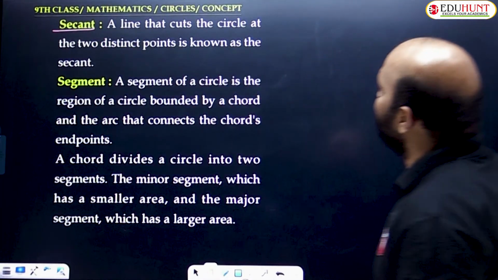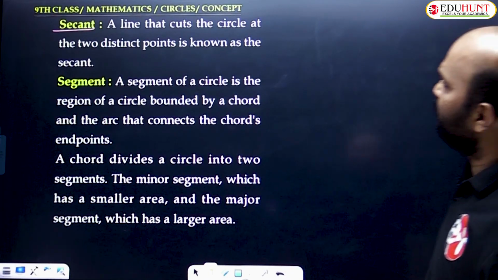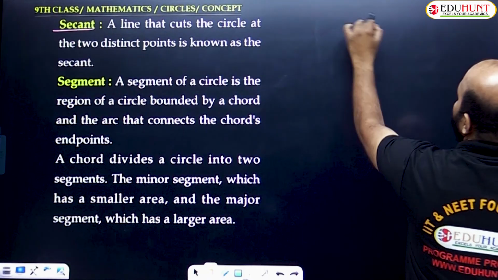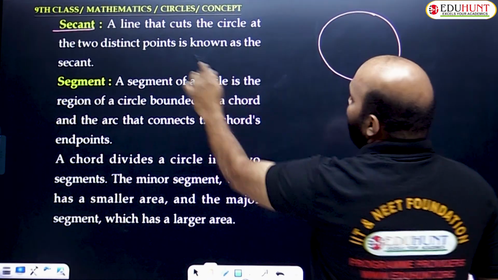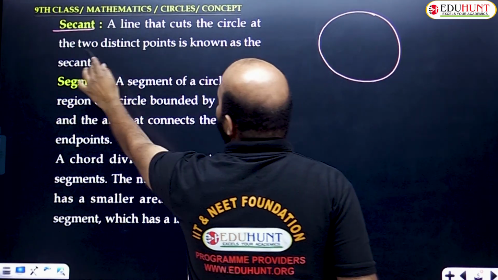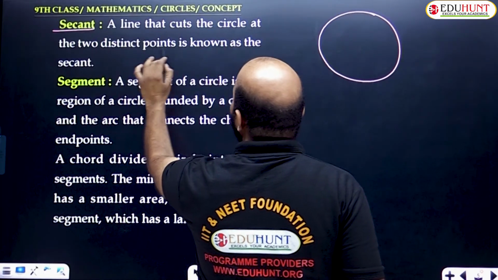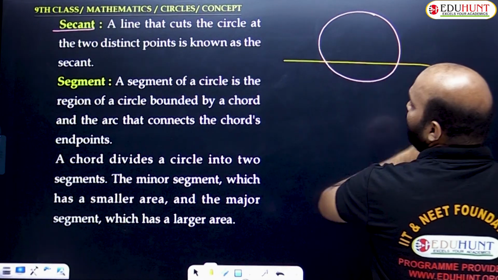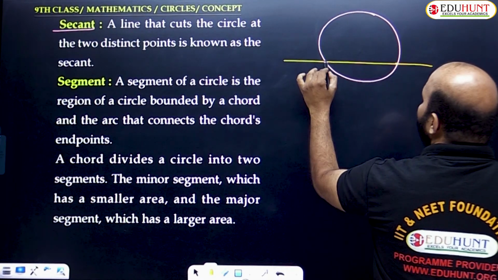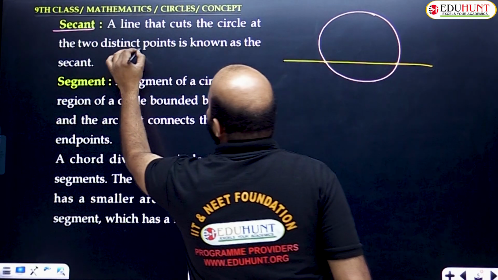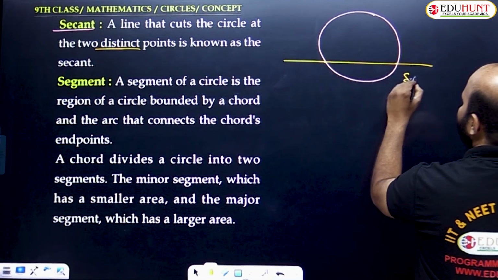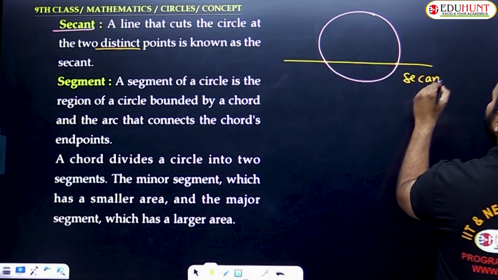A line that cuts the circle at two distinct points is known as the secant. This is a circle. A line that cuts the circle at two distinct points, nothing but different points. For example, this is a line. This line touches the circle at two different points, and it is known as the secant. This is called secant of the circle. Am I clear?